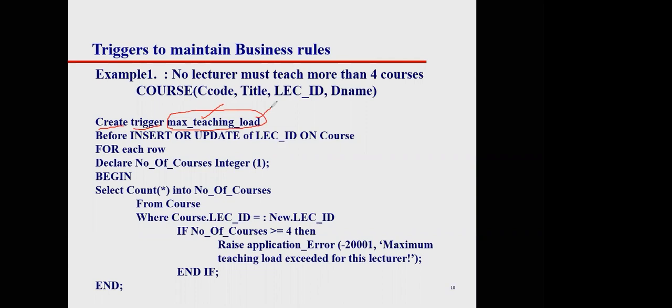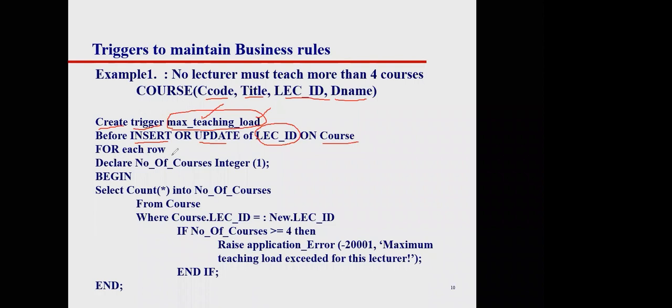This is called user readability, or code readability. Before you insert or update the lecturer ID on a course, how many tables do we have? We have 2 tables, one for lecturer and another for course. In the course table we have a course code, a title, a lecturer ID, and a department name. It is similar to the lab we did yesterday. A similar kind of table, right?